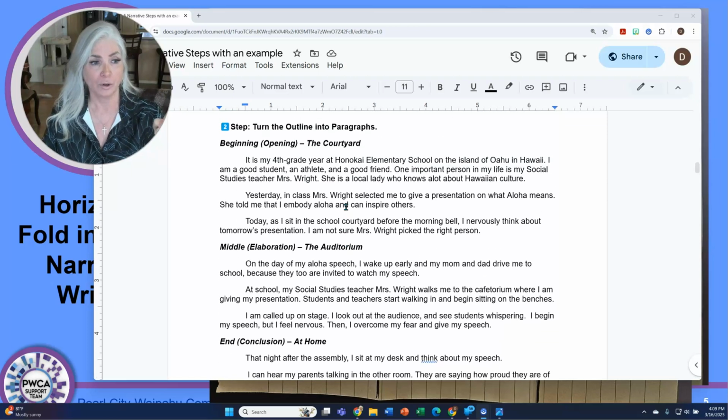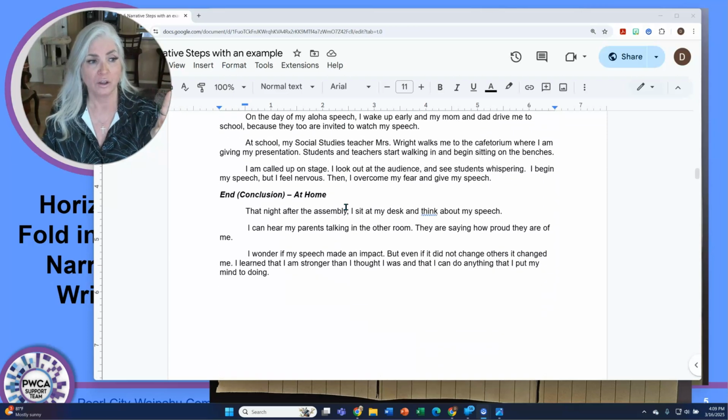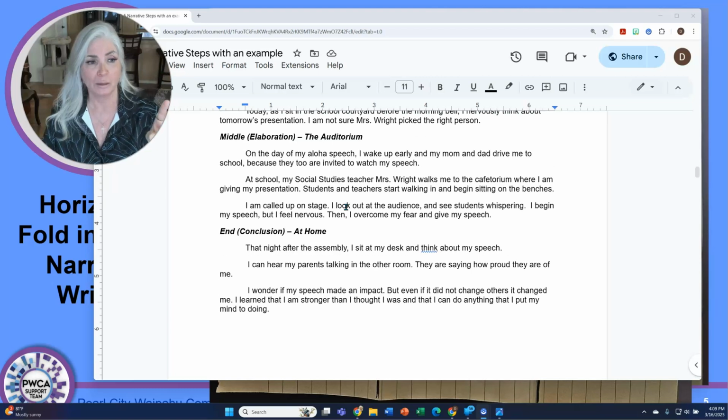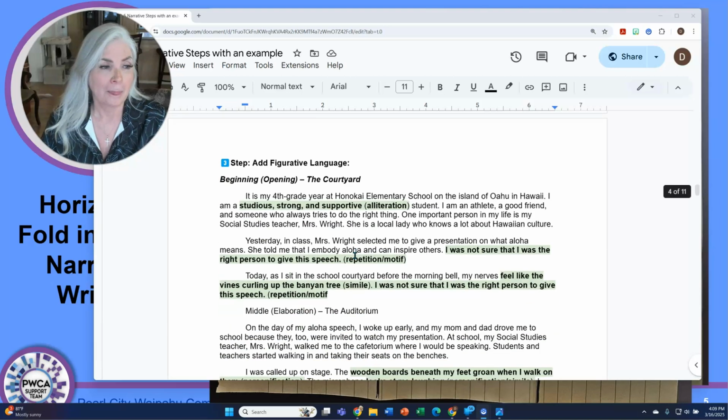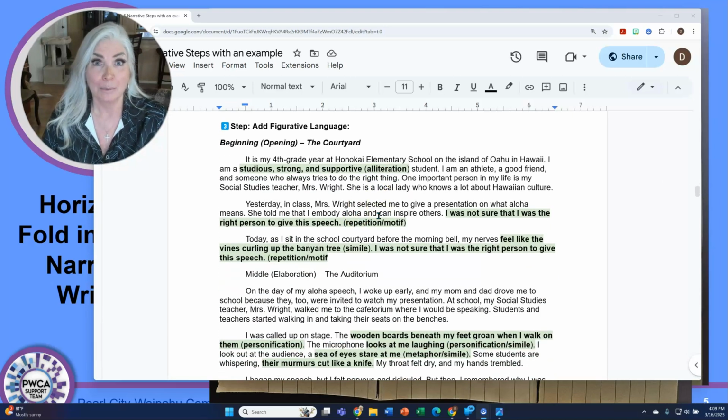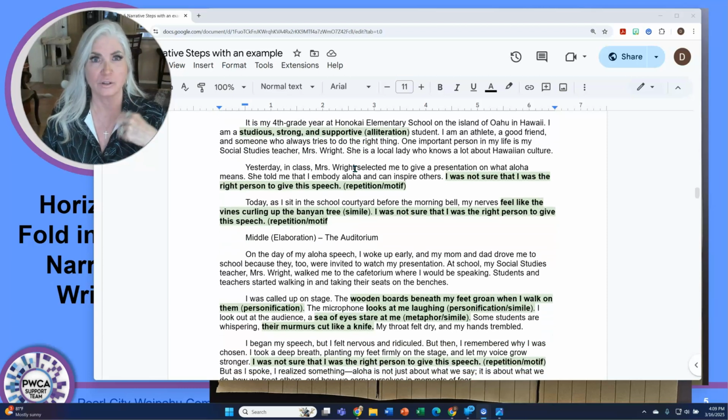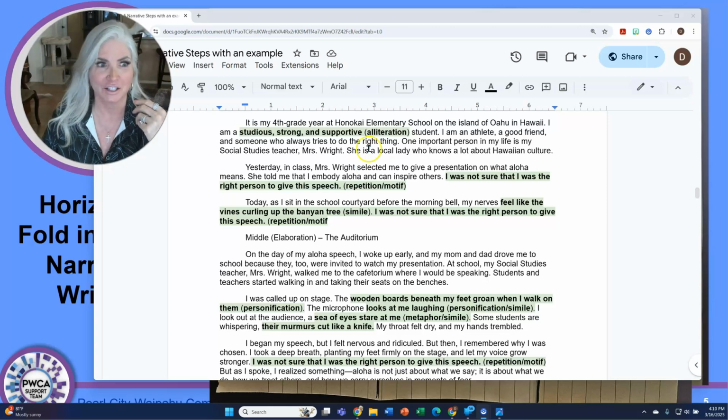We have a problem, we're nervous about giving a presentation, then we have to give our presentation, we overcome our fear, and then we think back to that event. So now the second step is to add our figurative language. So we're going to add alliteration. So now we're going to say you're a studious, strong, and supportive student. That S sound, that repetition of S.